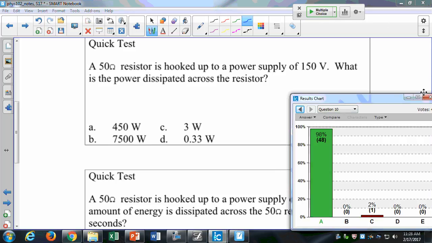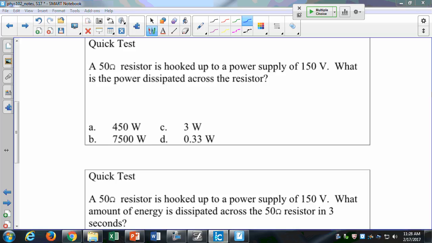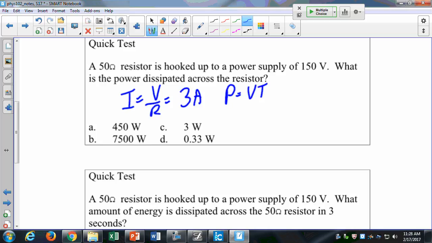Hey, awesome. A is right. A couple ways you could do this. You could first find the current. I is equal to V over R, and that's equal to 150 over 50, which is 3 amps. And then you can say P equals VI. 3 times 150 is 450 watts.